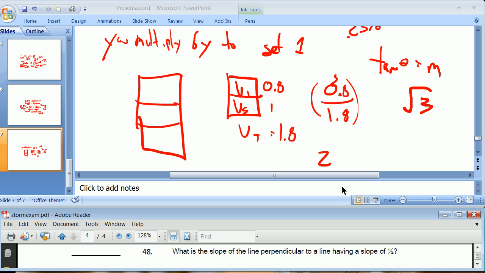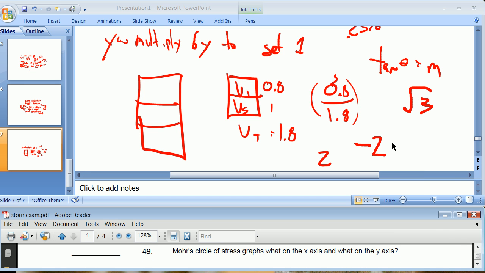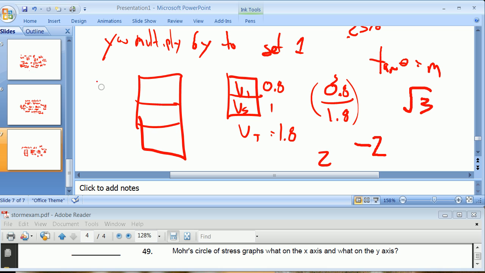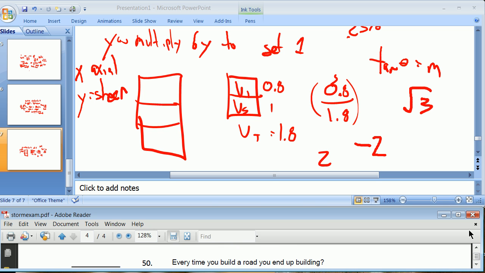Slope of a line perpendicular to 1/2 is going to be the negative reciprocal, so -2. Mohr's circle of stress, finally, on the x was axial, and on the y was shear. And finally, anytime you build a road, you build a river, a dam, and or a lake.